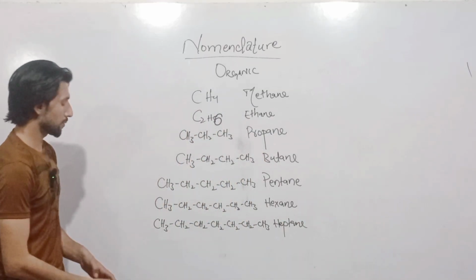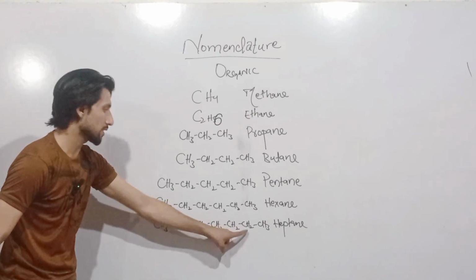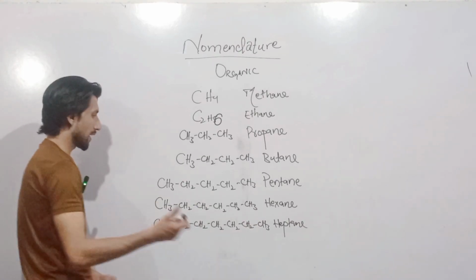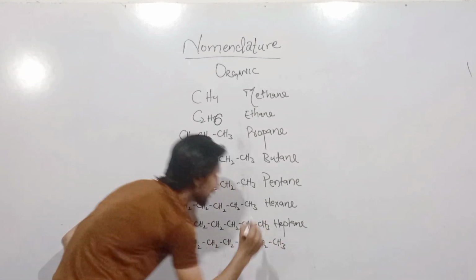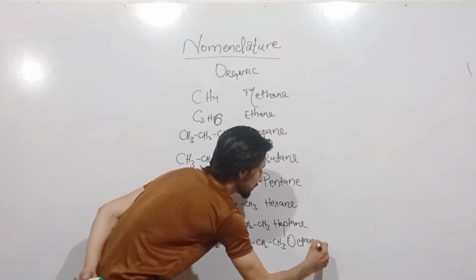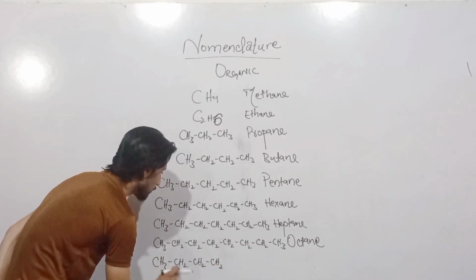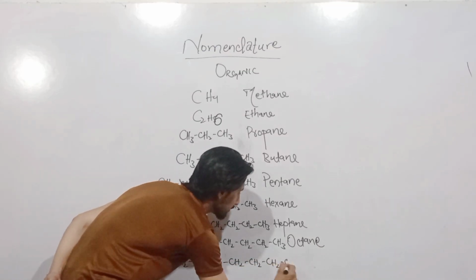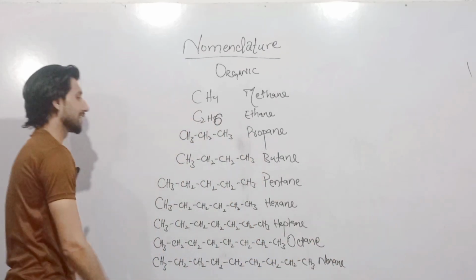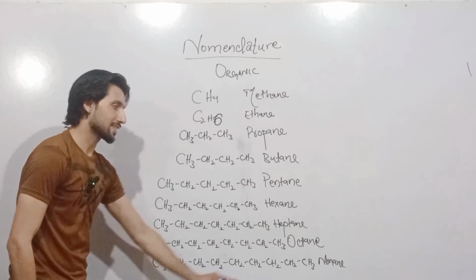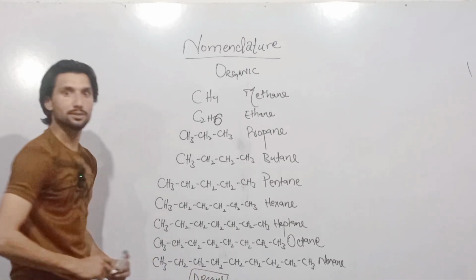In the seventh one, we must count the carbon number. This one should contain 7 carbons: 1, 2, 3, 4, 5, 6 and 7. And in the end, this is called octane. And the last one contains 10 carbon atoms, and it is called decane. Decane. Hope this is visible.